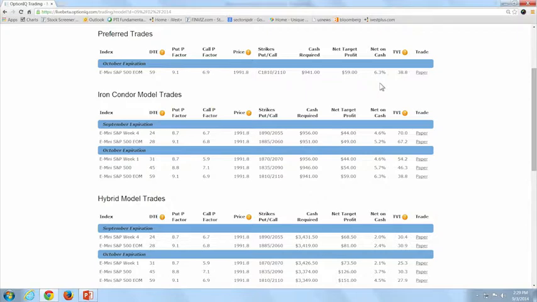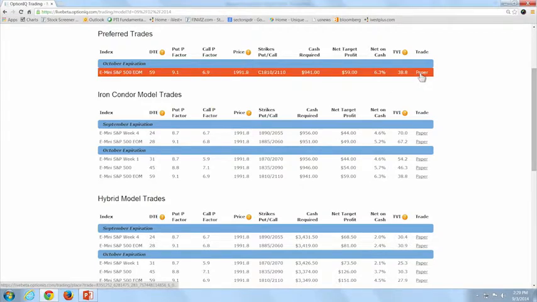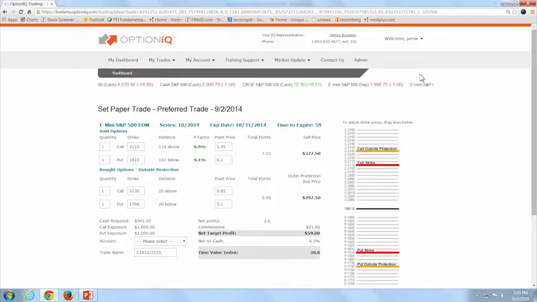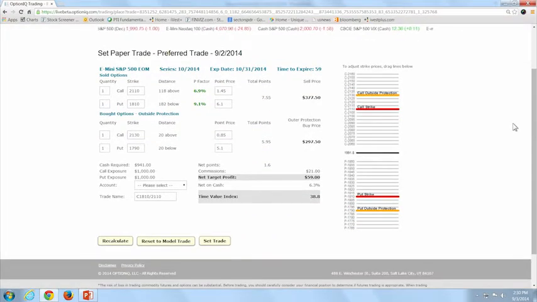In order to be able to actually set this trade in our account as a paper trade, we're going to have to click on the little button here that says paper. So when I click that, the software is going to calculate this trade, and it's going to show me all the numbers, and it's going to show me a graphical representation of the trade on the right-hand side, and I'm going to be able to decide if I want to move forward with the trade. So let me walk you through this particular section.